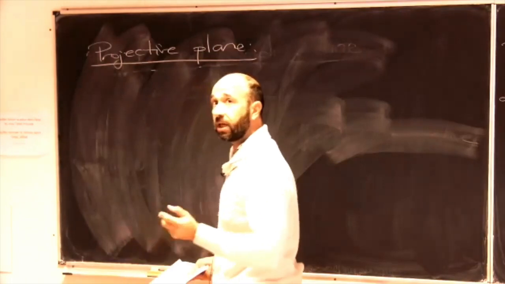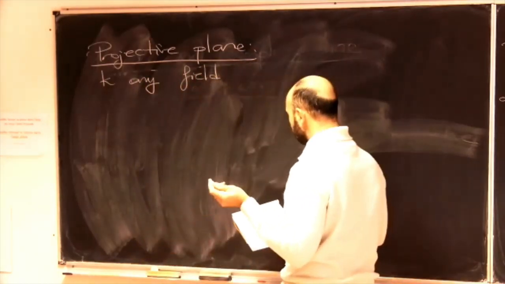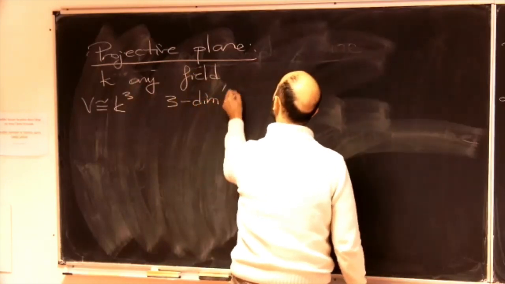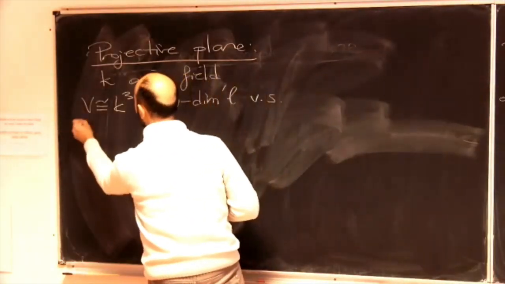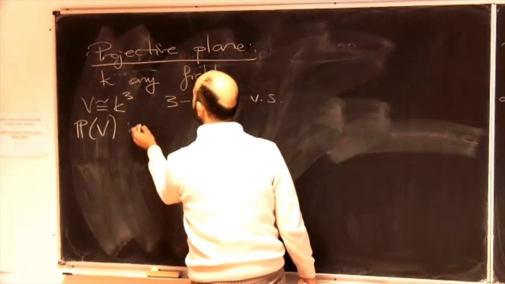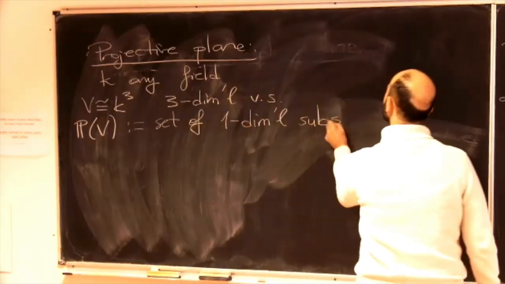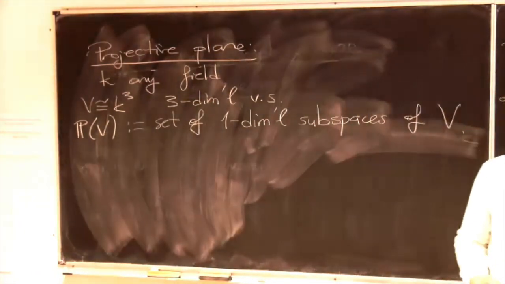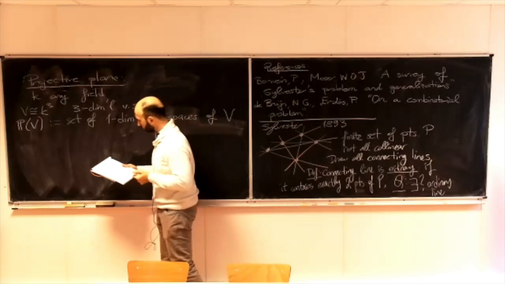For this part, you can let K be any field, and take a vector space V of dimension 3 over K. Then the projectivization of this vector space as a set is simply the set of one-dimensional subspaces of V. In other words, it's the set of lines through the origin in K cubed. So PV is called the projectivization of V, but it carries much more structure than just a point set, and you can do geometry on it.